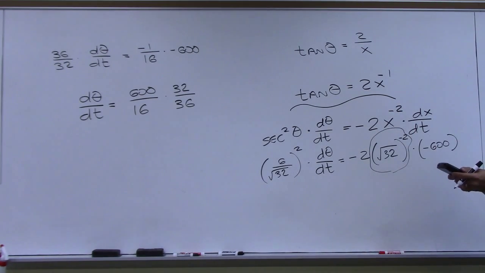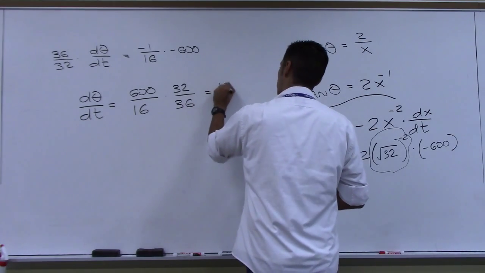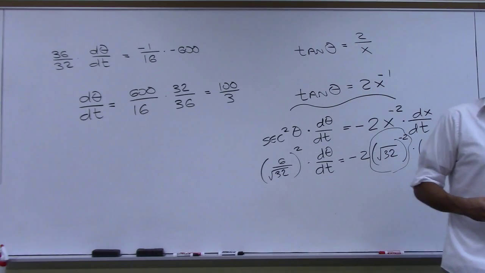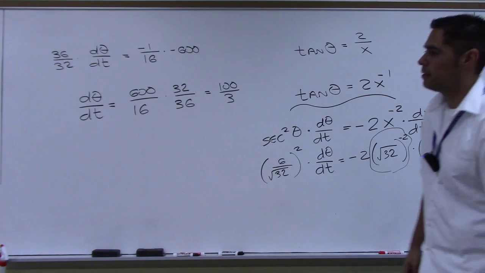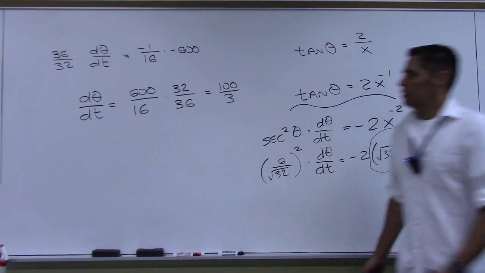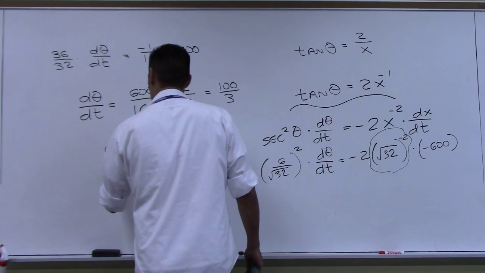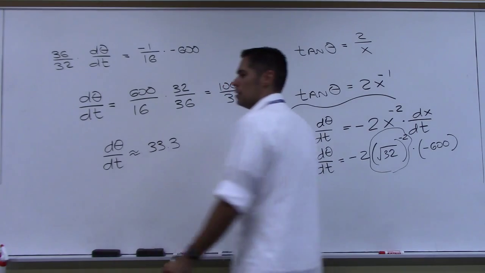So when you do those, you should get 100 over 3 reduced. Anyone get that? Yes? Which is 33.33333. So you're getting d theta dt is approximately 33.3.